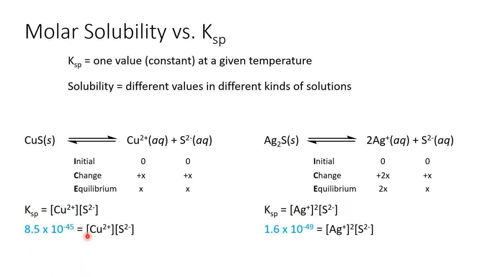Great. Now let's put in our KSP values, which would be given to you. These are the KSP values for your ionic compounds. For copper sulfide, it's 8.5 times 10 to the negative 45. And for silver sulfide, it's 1.6 times 10 to the negative 49. So originally you might think, oh, well, this is larger than this, so therefore this must be going more to the right, meaning we must be making more of the ions, which means it must be more soluble than this, right? Well, let's mathematically check to see if we're right on that.